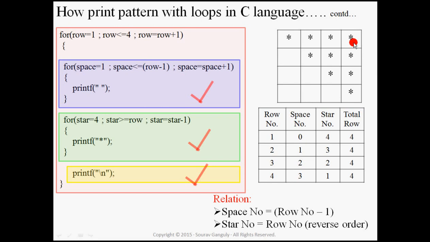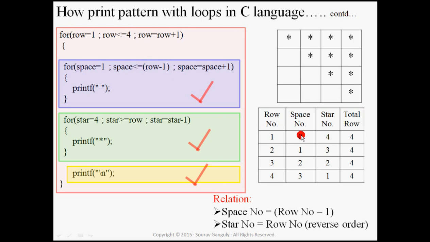Now check this program. In this program, the space is appearing at the left hand side of the print of the pattern. So we use this space, this star and this \n section. Space number starts with 0, then 1, then 2, then 3, star number 4321. Now calculate the relation. Space number is row number minus 1. Yes, that means space number 0.